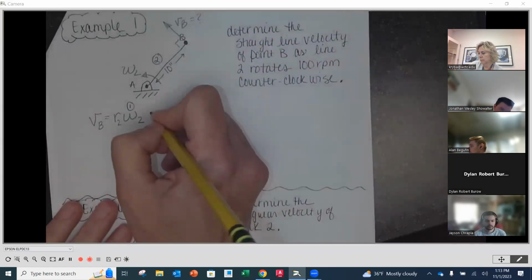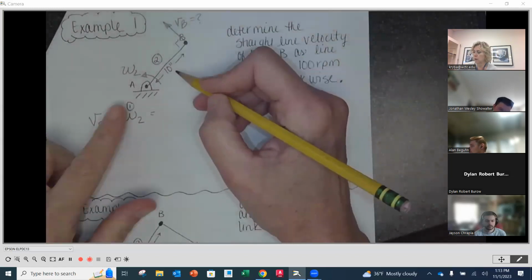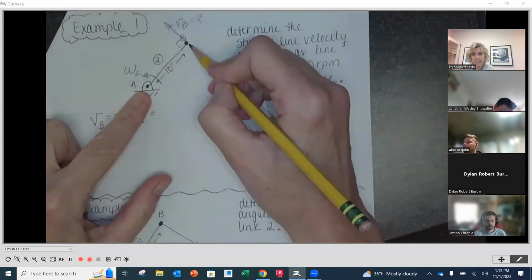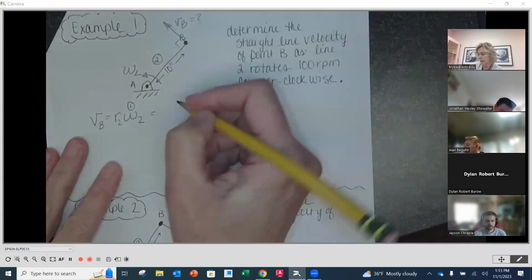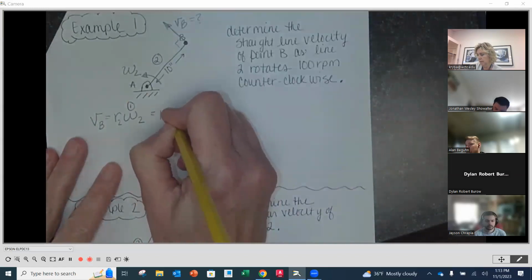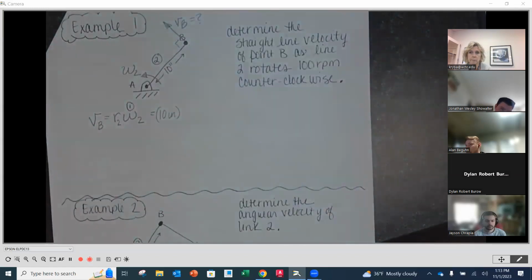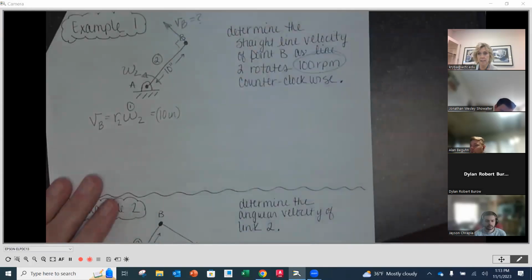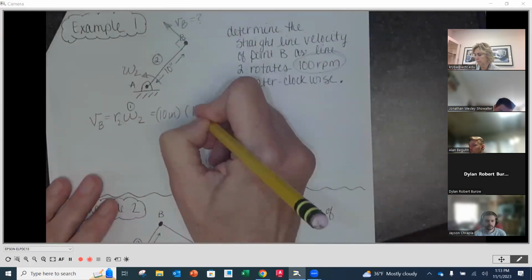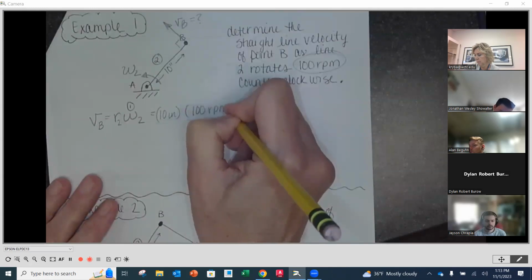So here, my radius from the center of rotation to the point that I want to solve the velocity for is going to be 10 inches. And then my W2 in my problem says it's 100 RPMs.